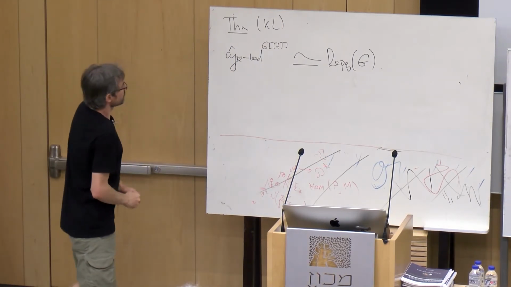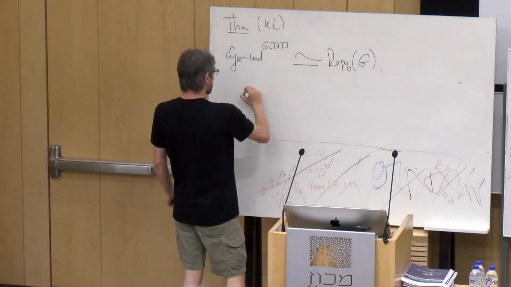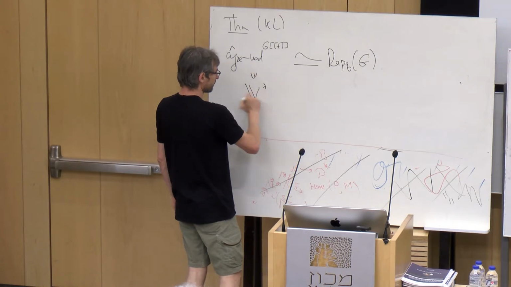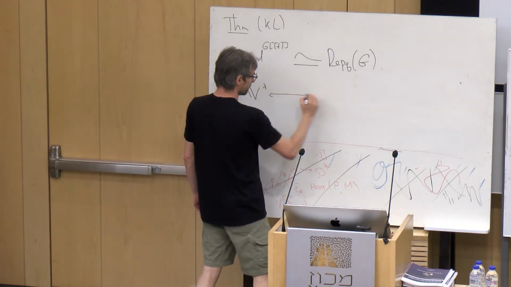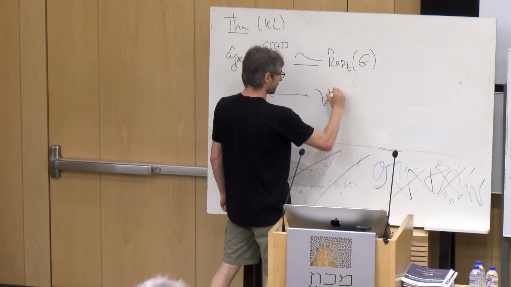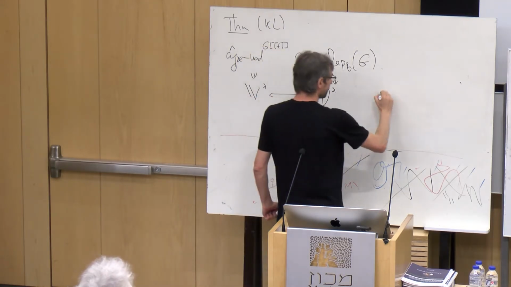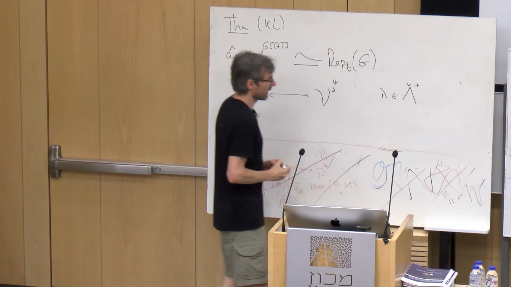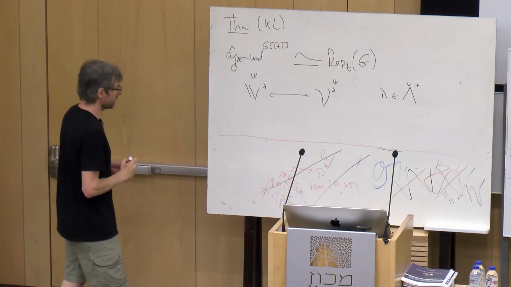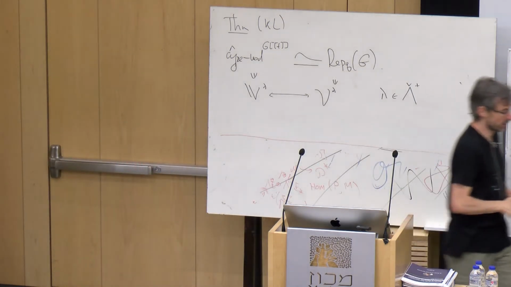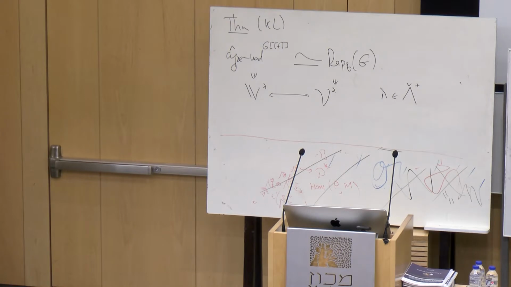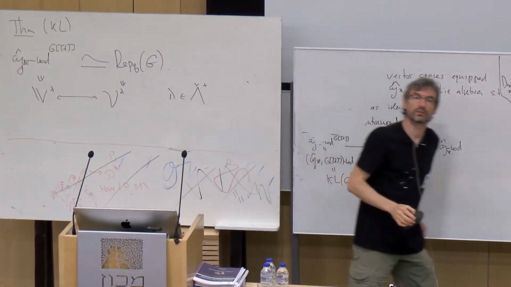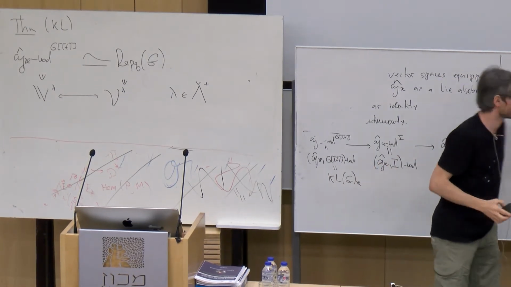What I'll say is that under this equivalence, something that I'll define as Weyl modules here will correspond to something that I'll define as Weyl modules there, where lambda is a dominant weight. And then I'll say something which might not be so well known. Okay, so let me say who these Weyl modules are.